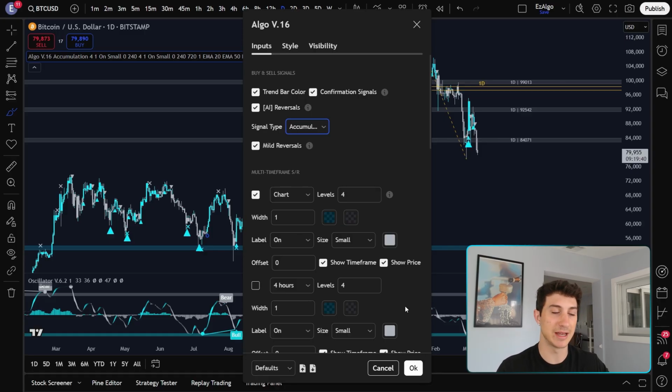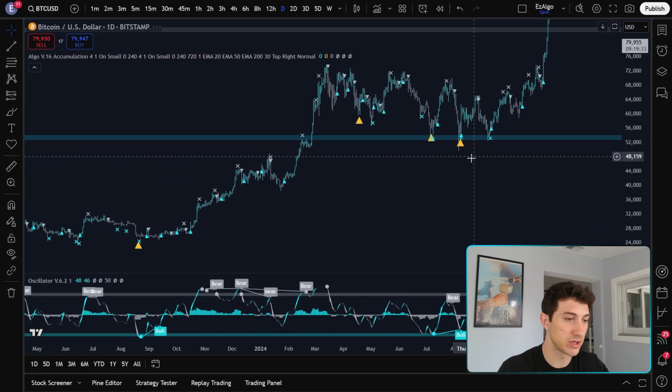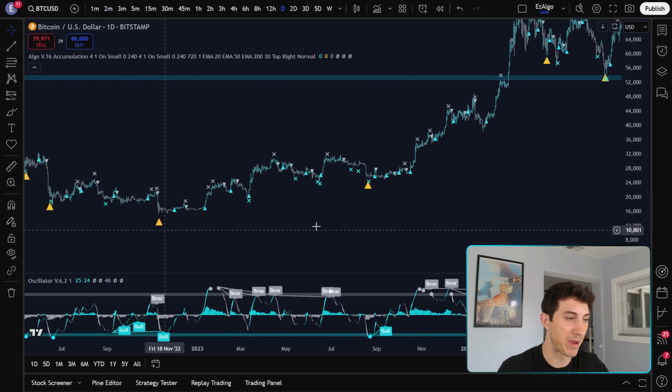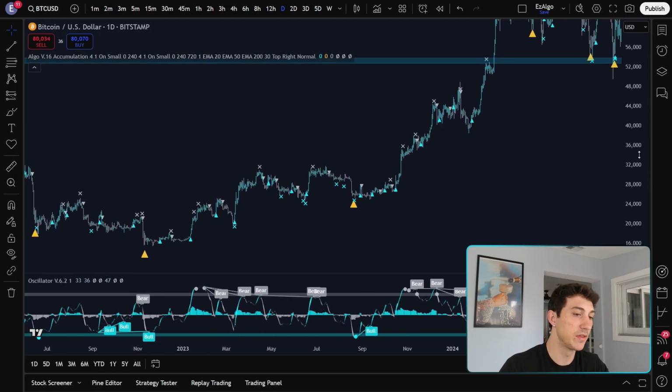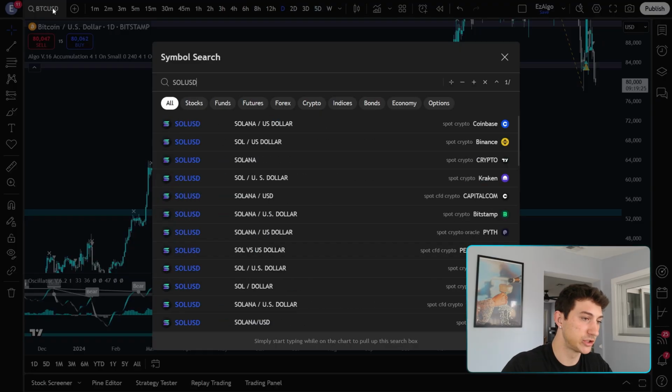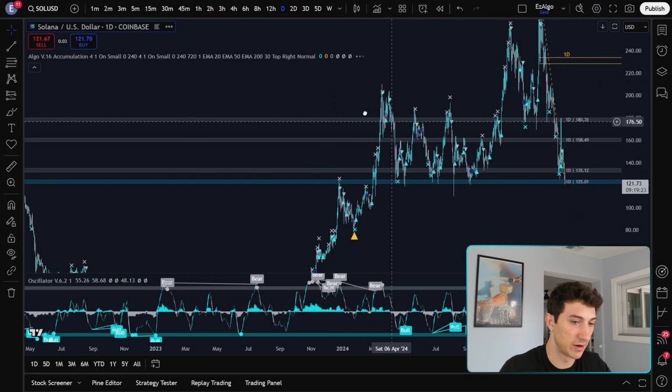Now, the accumulation is the most accurate signal type of this indicator. That will show you levels on when you can start to dollar cost average back into the markets. This will call the bottom almost perfectly. In fact, I'll show you the accumulation signals on Solana, for example.